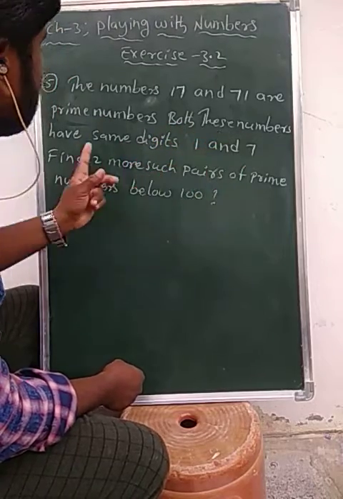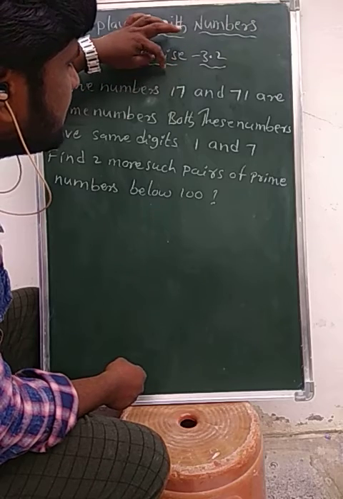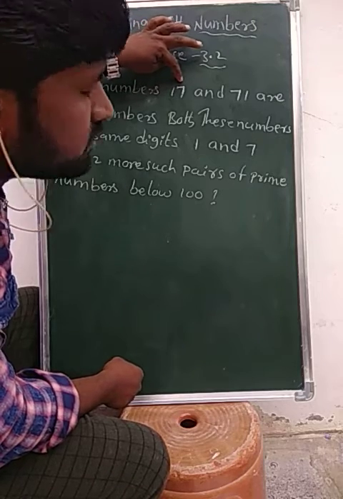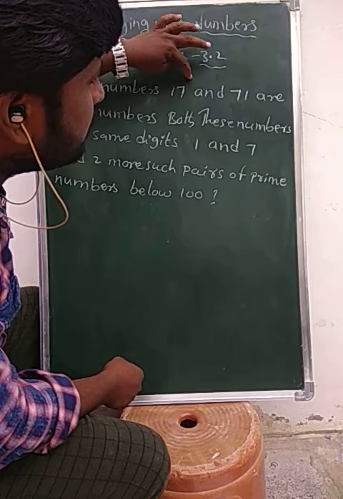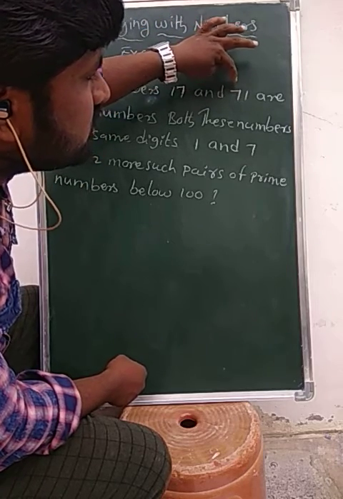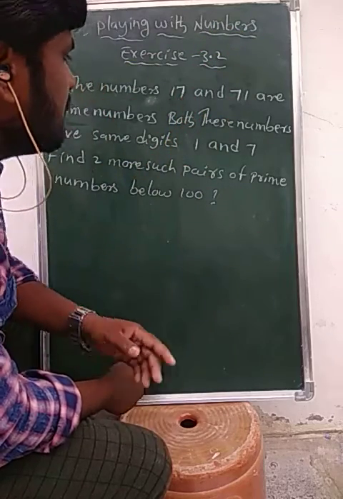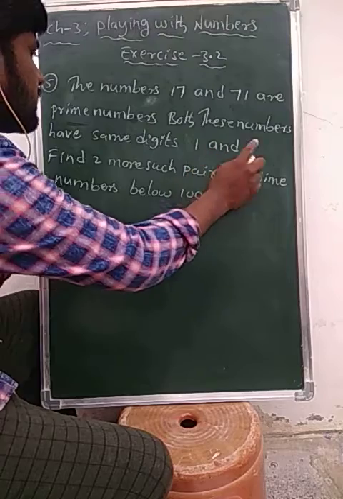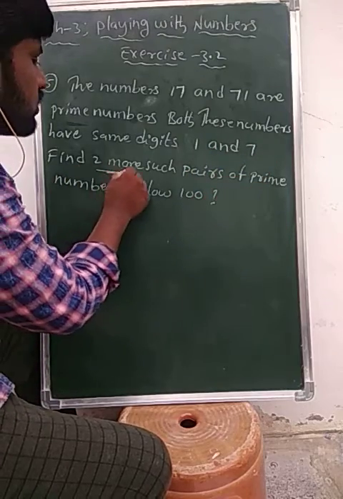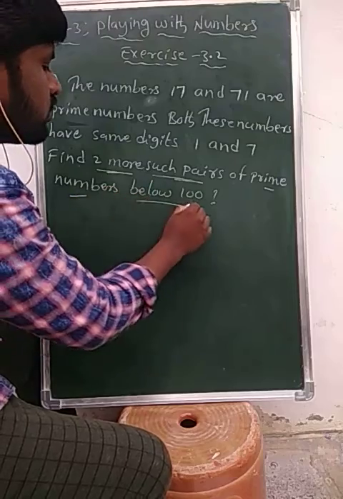Both these numbers have the same digits, yes or no? In 17, what are the digits? 1 and 7. And in the number 71 also, what are the digits? 7 and 1. So these two numbers have the same digits, that are 1 and 7. Find two more such pairs of prime numbers below 100.